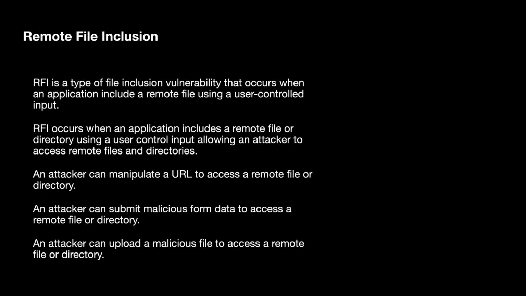Let's go to remote file inclusion. So what is remote file inclusion? RFI is a type of file inclusion vulnerability that occurs when an application includes a remote file through user-controlled input, allowing an attacker to access remote files and directories. An attacker can manipulate a URL to access a remote file or directory. An attacker can submit malicious form data to access a remote file or directory. An attacker can upload a malicious file to access a remote file or directory.